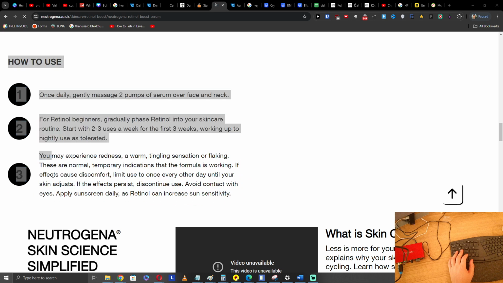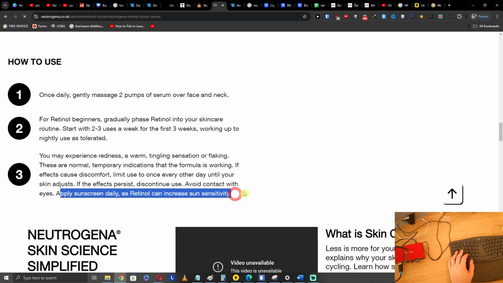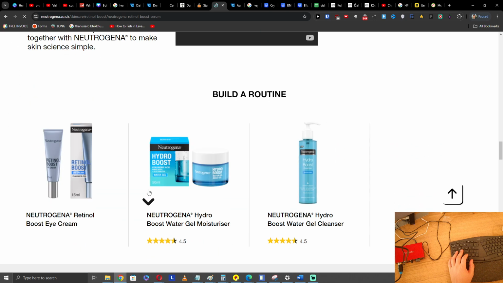Avoid contact with eyes. Apply sunscreen daily, as retinol can increase sun sensitivity. So this is really important.